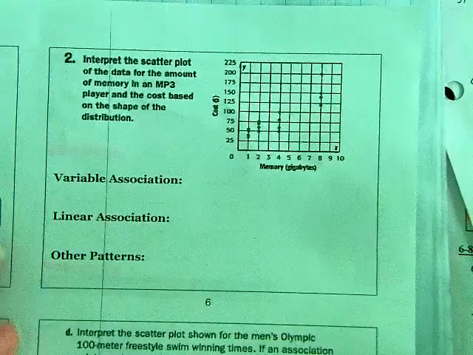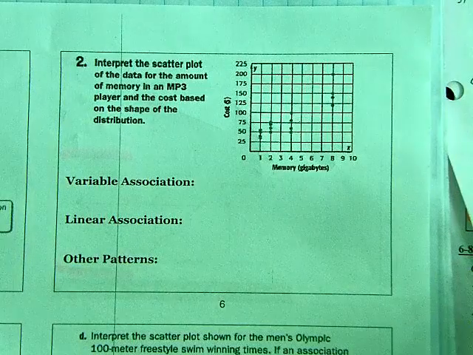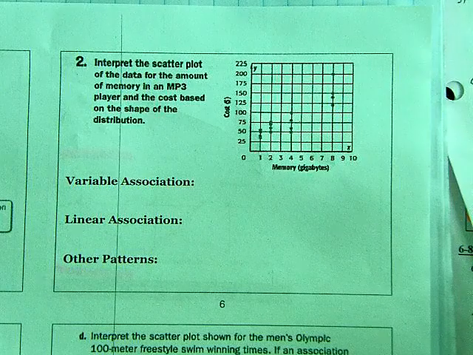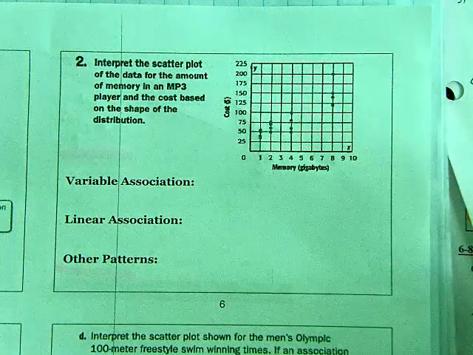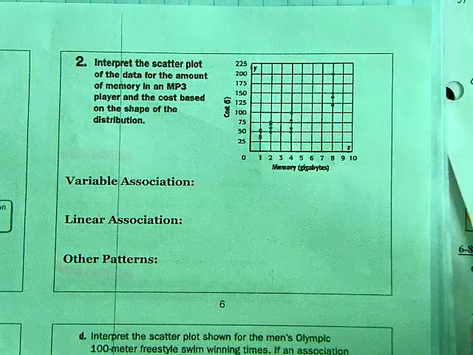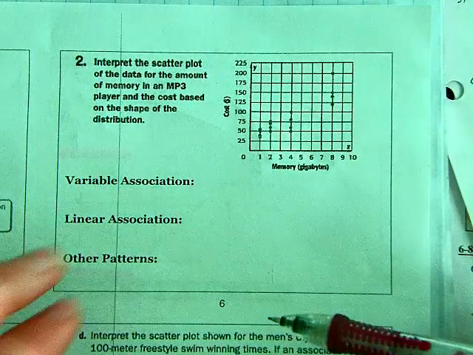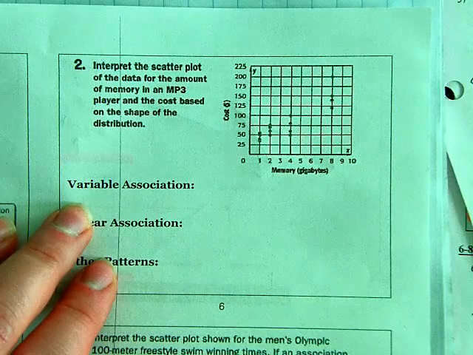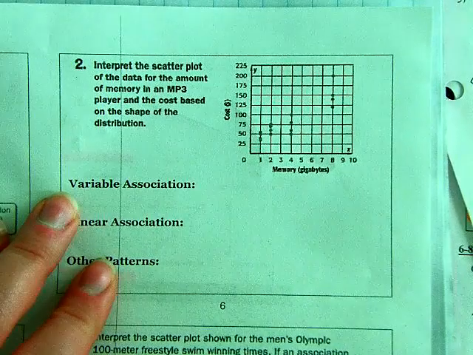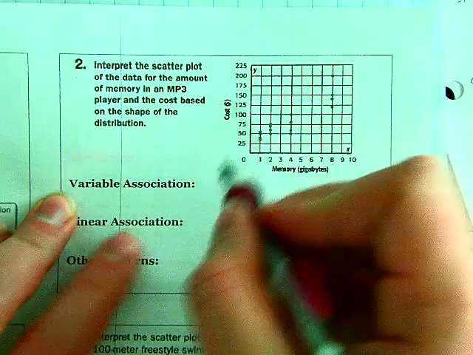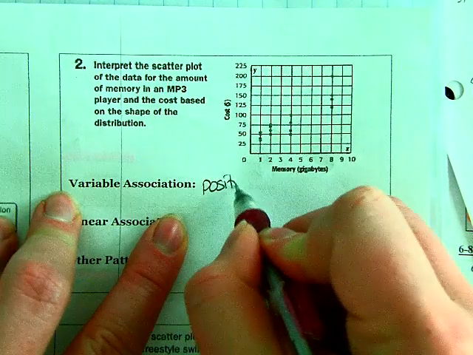So now using all of that to identify some of these. Interpret the scatter plot of the data for the amount of memory in an MP3 player and the cost based on the shape of the distribution. Or you could replace that with phone or iPod or something. So variable association. So basically, is this positive, negative, or none? And it looks like these dots are going up. So this is a positive association.